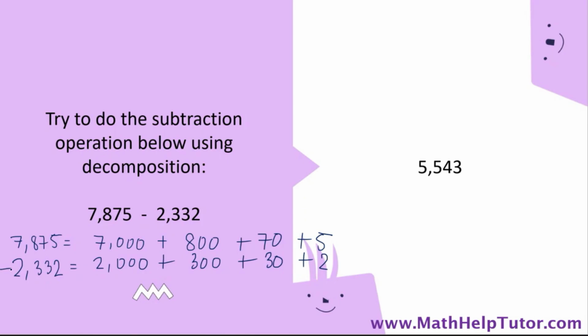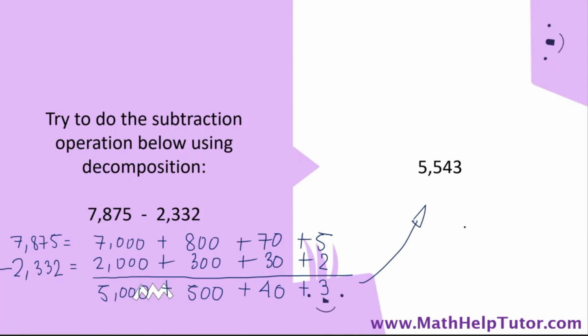Now this is a subtraction operation. So what we're going to do is we're going to subtract these numbers from these numbers. And let's put a line here to separate the answer from our decomposed numbers. So let's start from the ones place. So 5 minus 2 is 3. 70 minus 30 is 40. 800 minus 300 is 500. And 7,000 minus 2,000 is 5,000. So these are actually the values of each of the places of our new number. So we can just put a plus sign between these values of each of the places. And if you add these together, we get the answer to our question, which is 5,543.